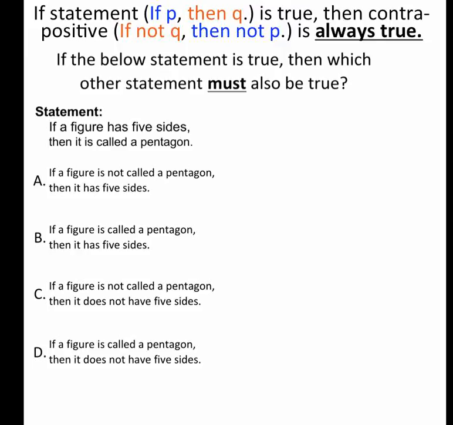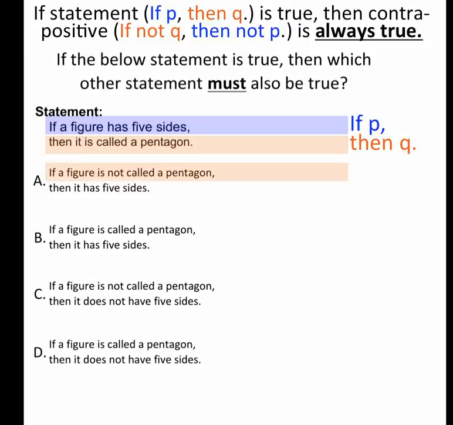And the contrapositive is always true. So let's go through our statement and figure out what's P and what's Q. If a figure has 5 sides, that's P, then it is called a pentagon, that's Q. So let's go through these 4 other statements and see if we can find the contrapositive: if not Q, then not P.